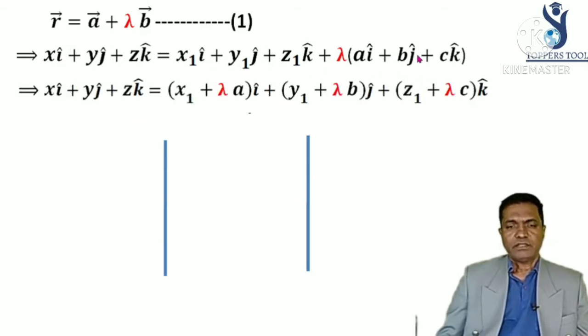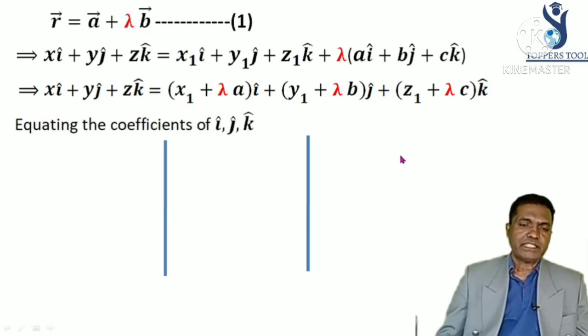you'll get this. Now from these two terms you can take i cap common. If you take i cap common, x1 plus lambda a, from these two terms j cap common, y1 plus lambda b. Similarly for k cap also you will get z1 plus lambda c. Now you can equate the coefficients of i, j, k, because this vector is equal to this vector, which means definitely their corresponding coefficients are equal. So equate the coefficients of i, j, k.